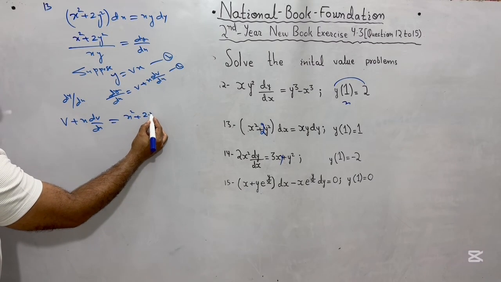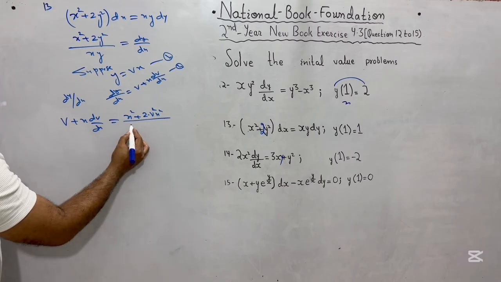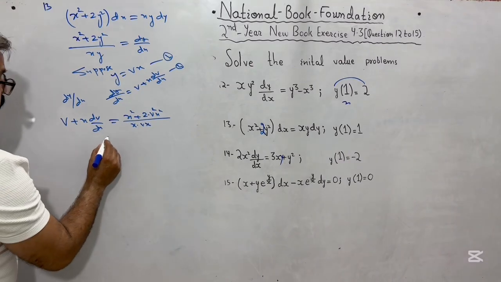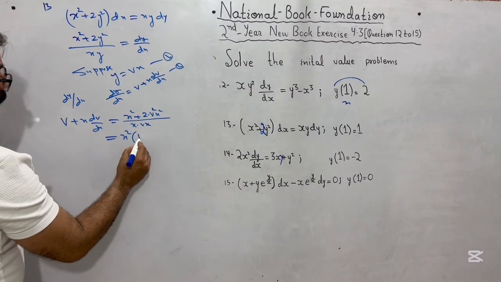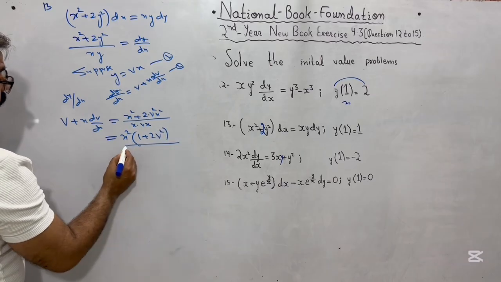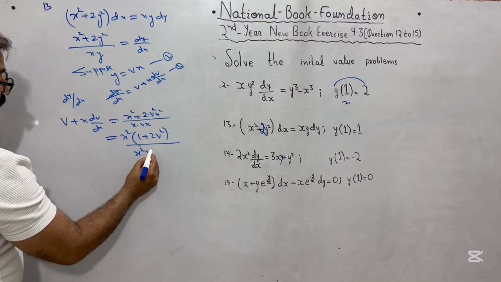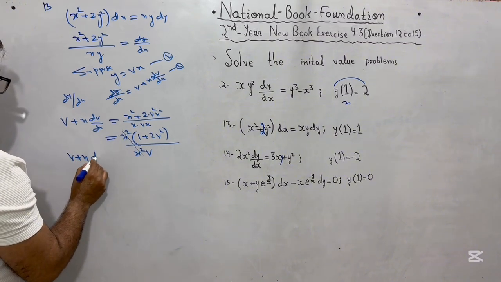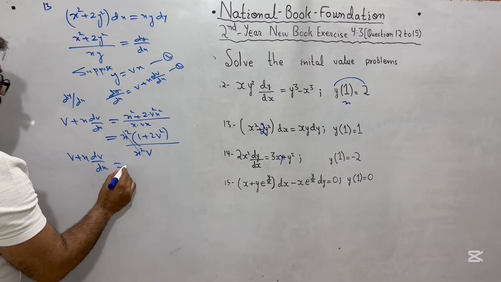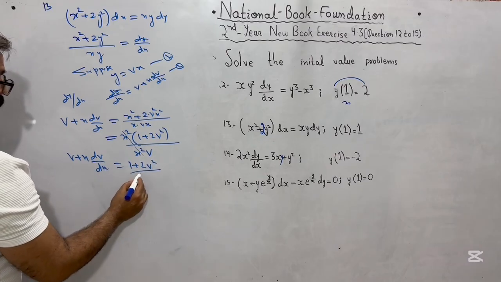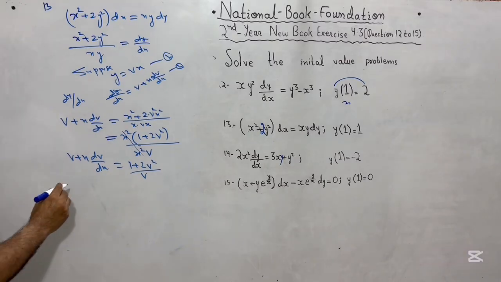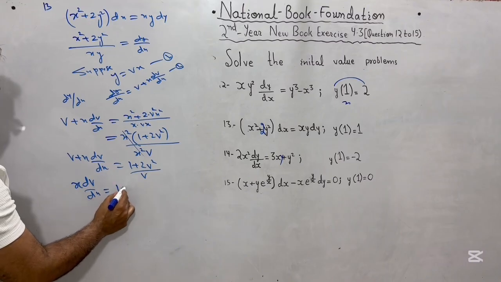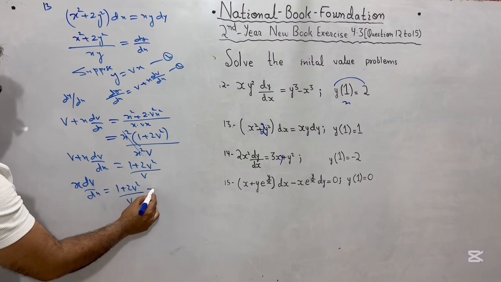On this side, x square plus 2 times v square x square divided by x times vx. Taking x square common from the numerator, we have 1 plus 2v square. Similarly, x square v in the denominator cancels out. We are left with v plus x dv over dx is equal to 1 plus 2v square over v. Shift v to the right hand side in the usual fashion. x dv over dx is equal to 1 plus 2v square over v minus v.